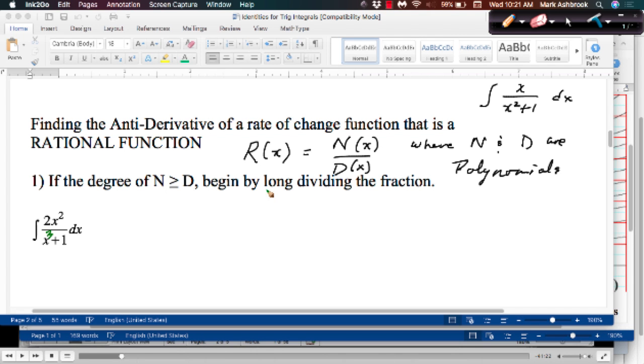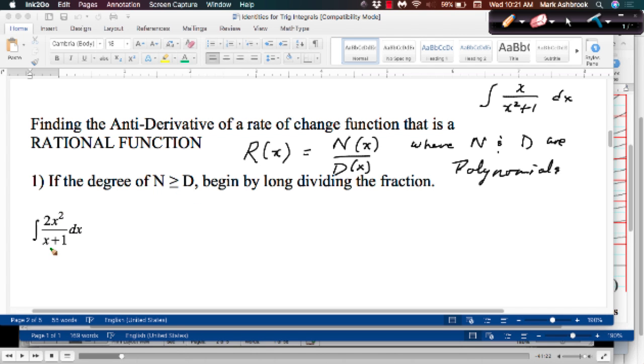Okay? But we don't have an x cubed. So this is the one we're doing. So it's not undoing the chain rule. So here's the first thing with these rational functions. If the degree of n is greater than or equal to the degree of d, then we're going to begin by doing long division.